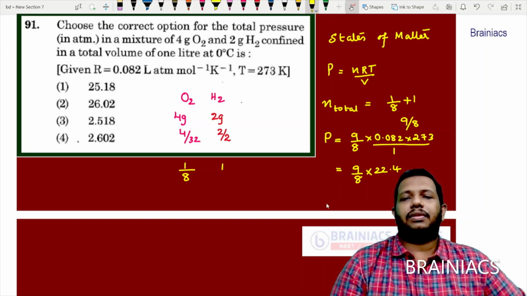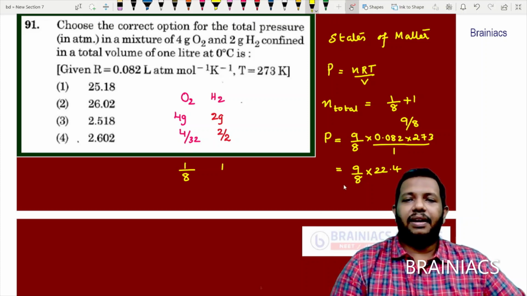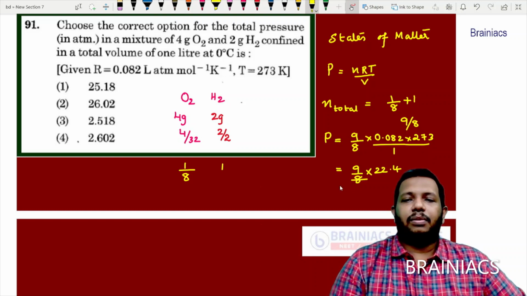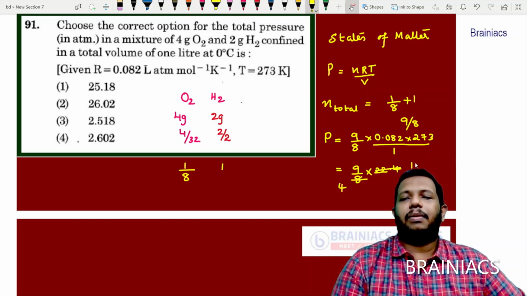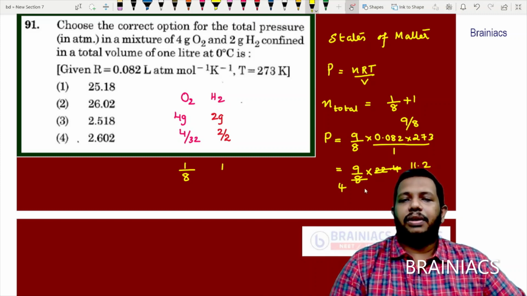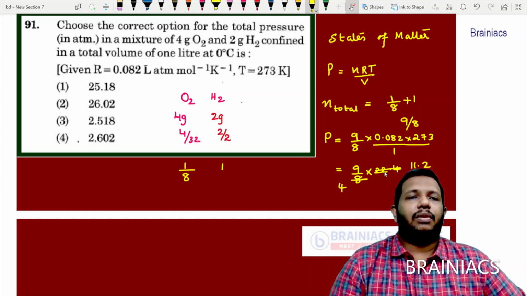So if you do this, how will you get the answer? I can say this 9/8 is almost 1 point something, so 22.4 into 1 point something will come. So you can do the calculation. This will become 4, this will become 11.2. And how much can you do it here? If you do it, you can correctly do this one.